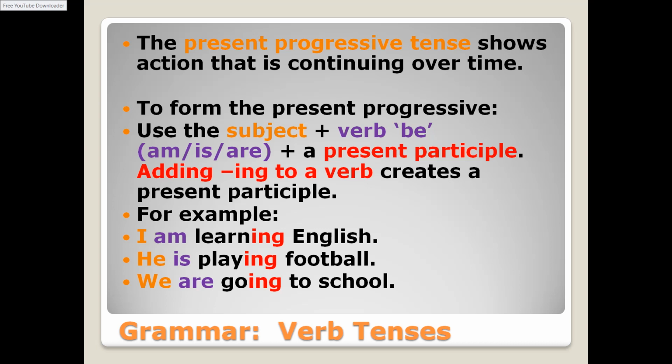So we have three examples here. I am learning English. He is playing football. Here playing has now become a present participle. He is playing makes it present progressive. We are going to school. Going is a present participle for the verb go, followed by verb be. Verb be here is are. So we are going to school. Now it became the present progressive tense.